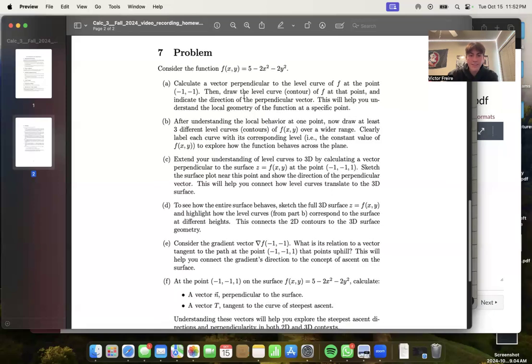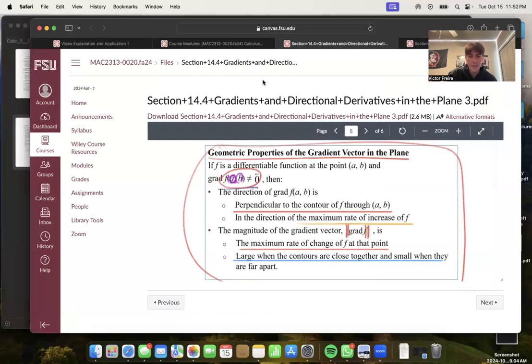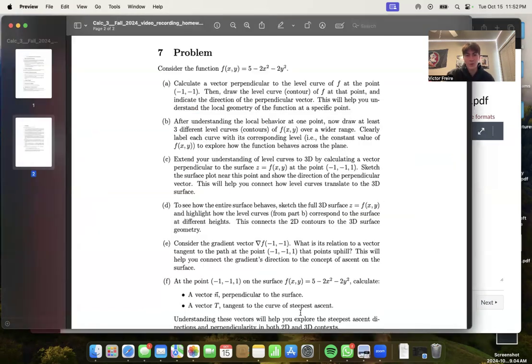Right away, I'm noticing it says a vector perpendicular to the level curve. I don't want to just find some random vector and try to make it perpendicular, that's going to be way too hard. When I see this, I'm immediately thinking of the gradient vector of a two variable function. A gradient vector in the plane is always going to be perpendicular to the contour of f through (a, b). So the gradient vector is what we're going to want to be looking for.